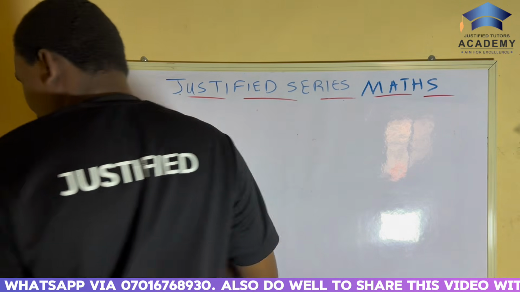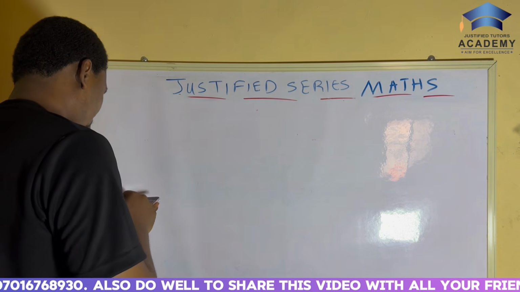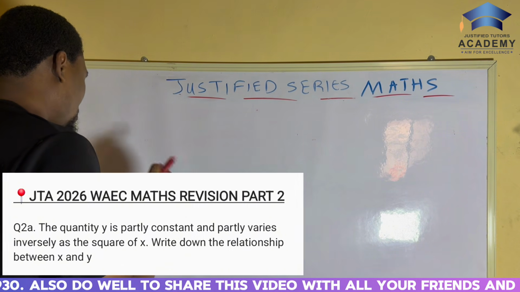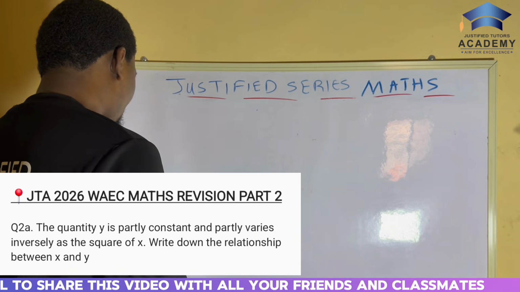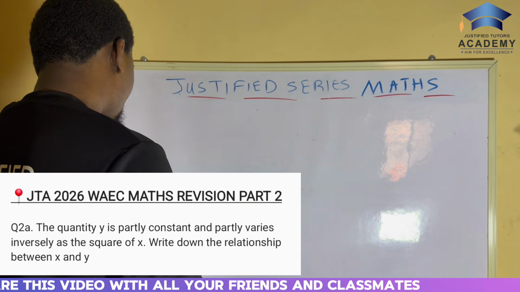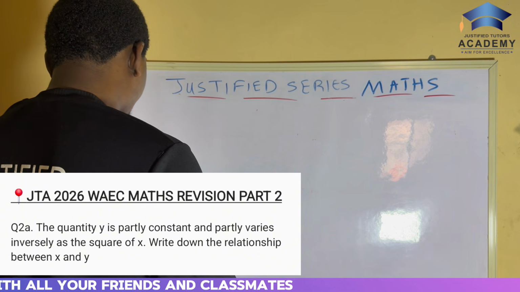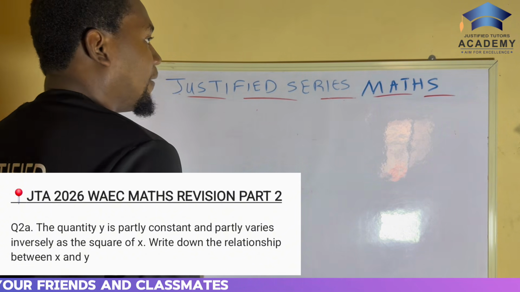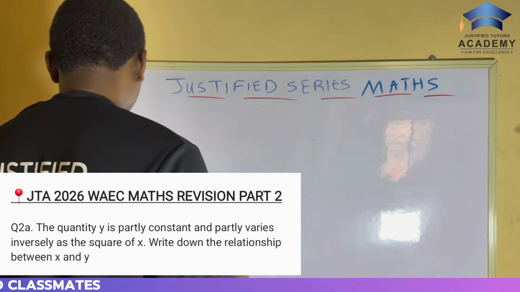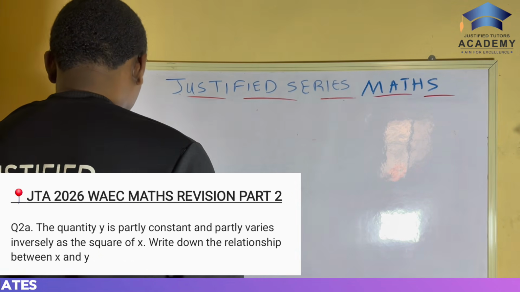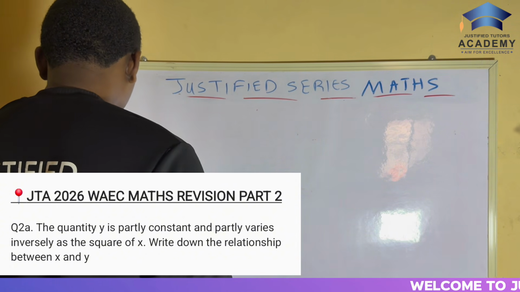So now, what does question 2 say? Question 2 says that the quantity y is partly constant and partly varies inversely as the square of x. Write down the relationship. Now, you see, when you are hearing partly constant, it is different from direct variation and inverse variation. So they said the quantity y.